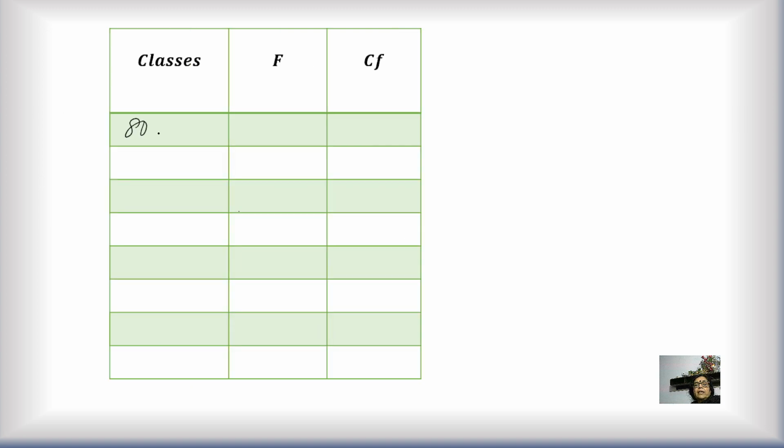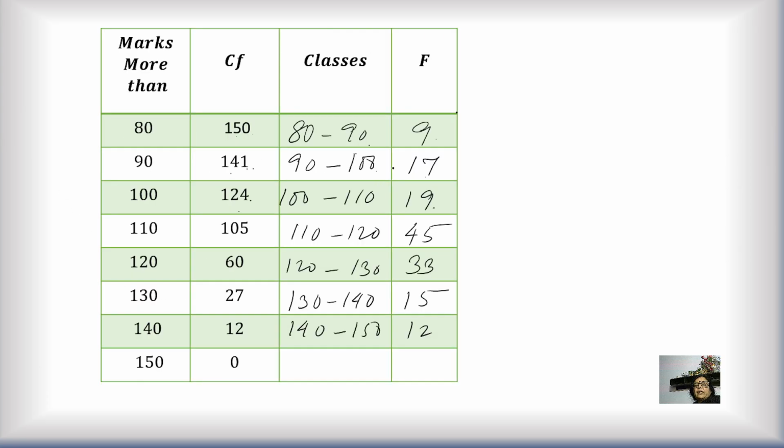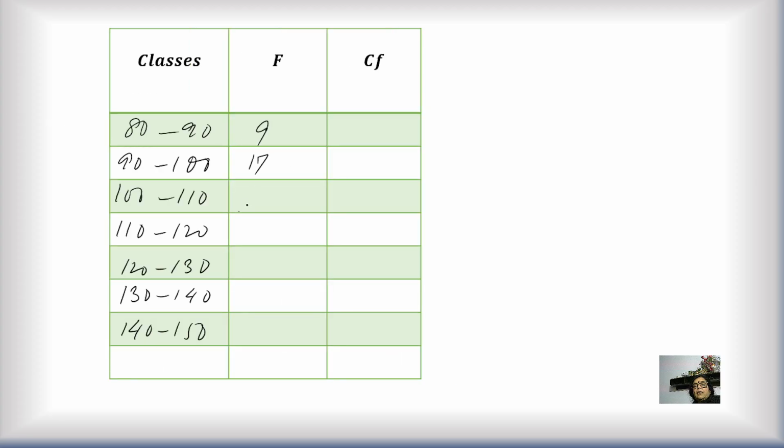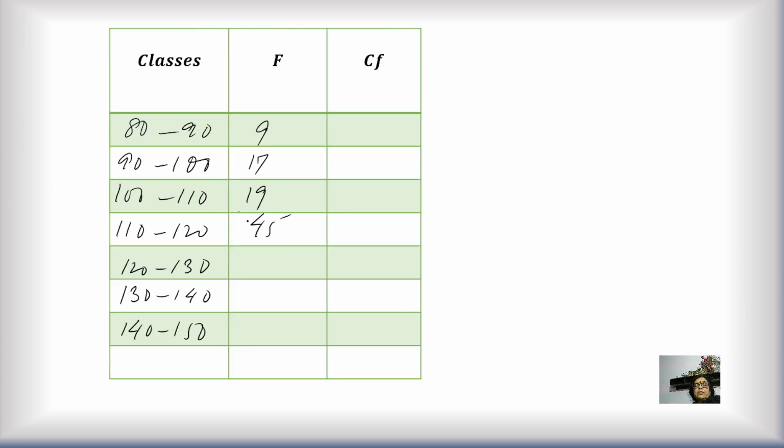So let us write down the classes. 80 to 90 it starts, 90 to 100, then 100 to 110, 110 to 120, 120 to 130, 130 to 140, and 140 to 150. So now getting back to the frequencies that were there, 9, 17, 19, 45, and then after that is 33, 15, and 12. If we add up this, we should get over here 150.